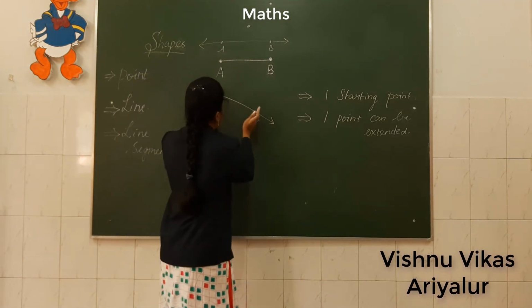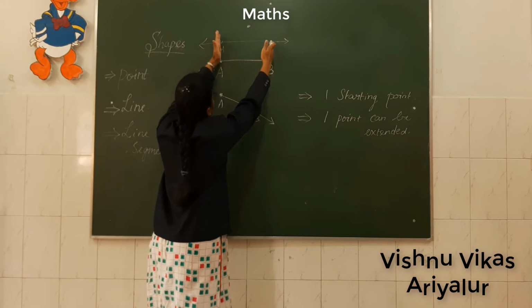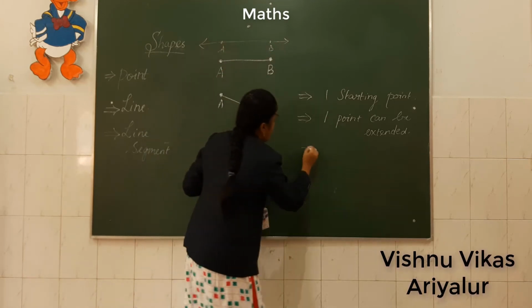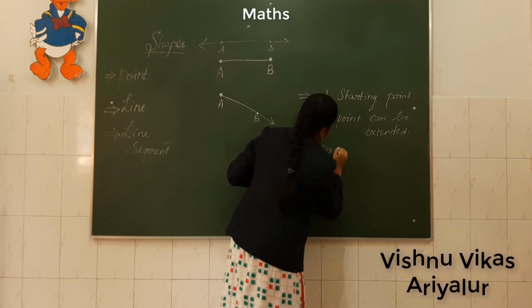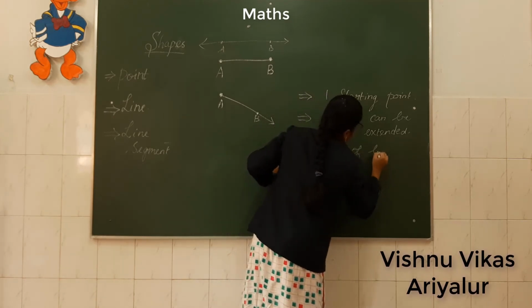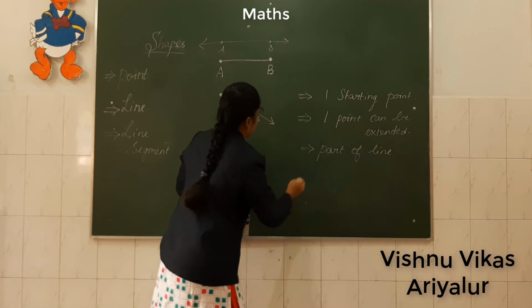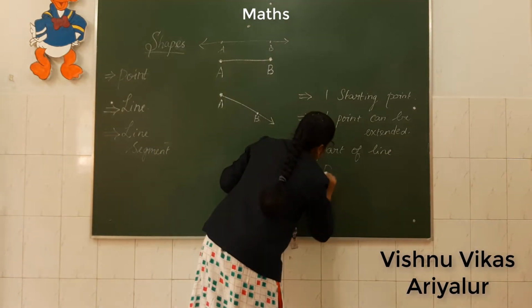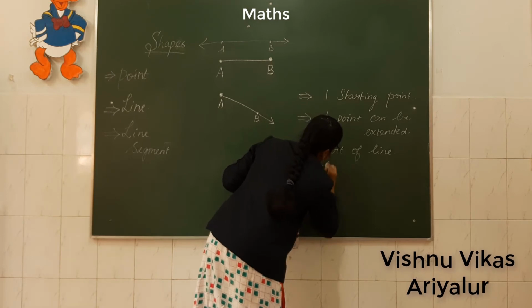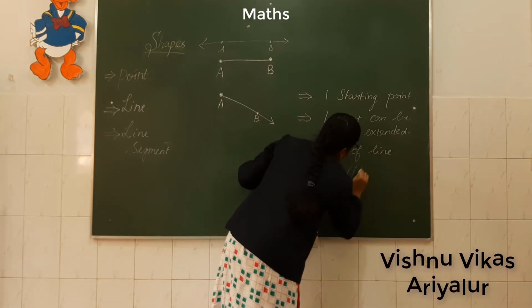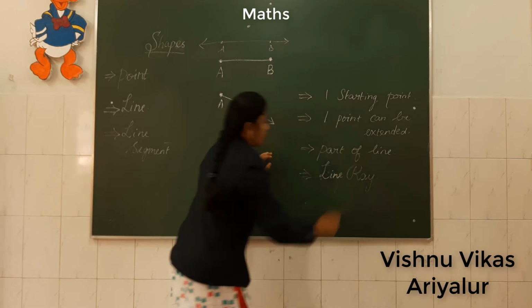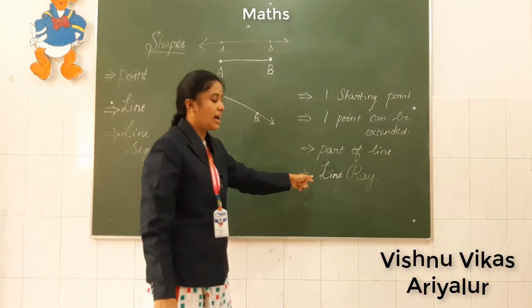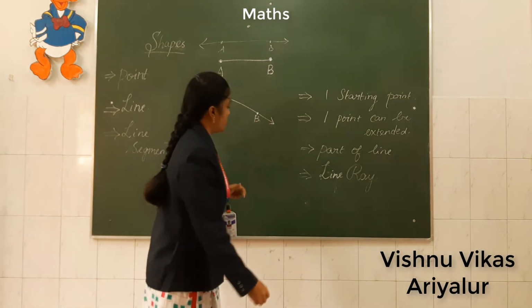Okay, we have taken this from the line. So this is also a part of the line. This is also what? A part of the line. Followed by, what do we call it? This is called a ray. What is that? Ray. What do we call it? Ray.